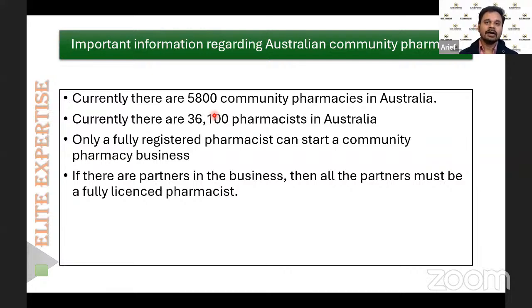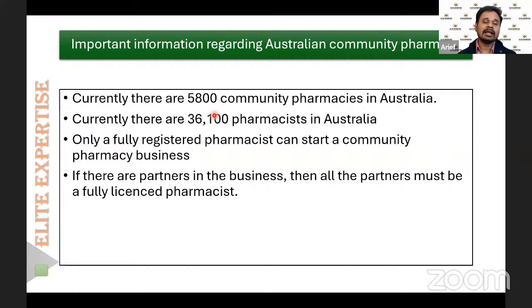It means that if in the future you are planning to open a pharmacy in Australia, you must get registered first. You must become a registered pharmacist in Australia, then only can you run a pharmacy business. The same thing goes for other countries as well, like New Zealand, Canada, and others. In order to run the pharmacy business, the first, basic step is you must get registered in that country.